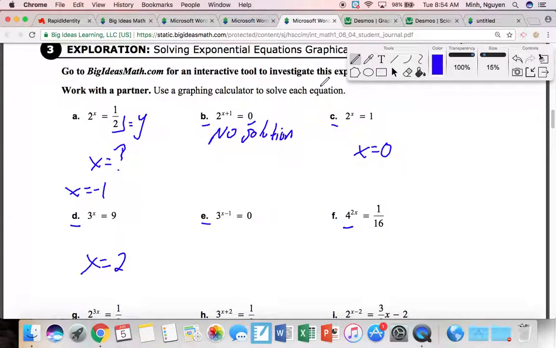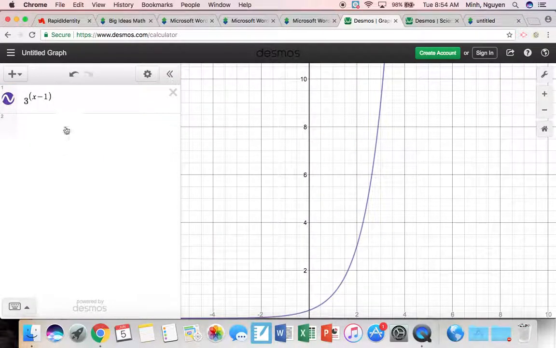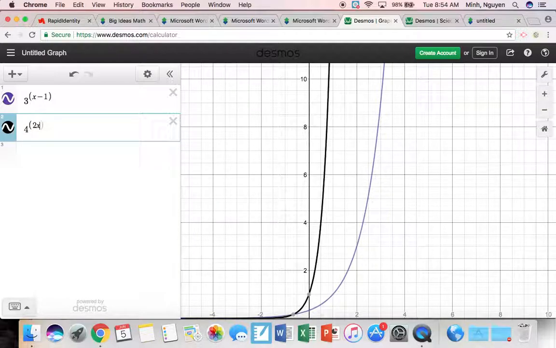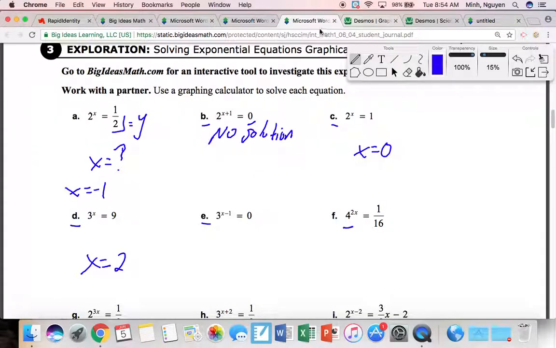Again, I'm just doing all this by graph. 4 to the 2x. I'm going to add that one actually. We'll look at that one last. Purple, 3 to the x minus 1 equals 0. Again, an exponential function, same thing. It will never equal 0. I don't know why they would give that to you.